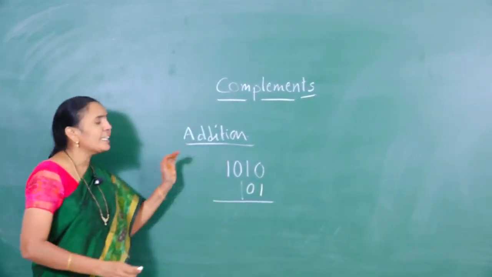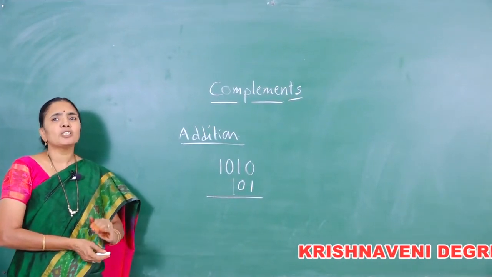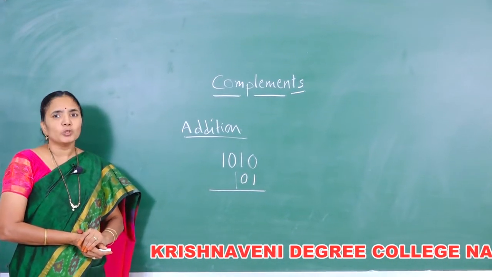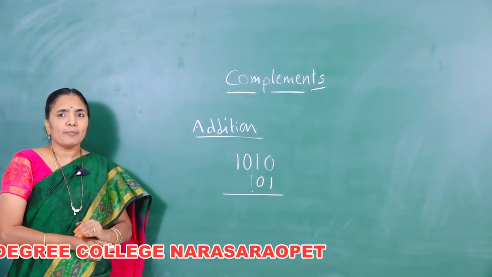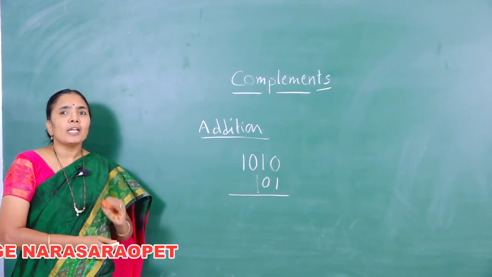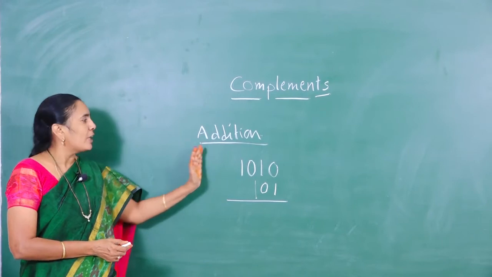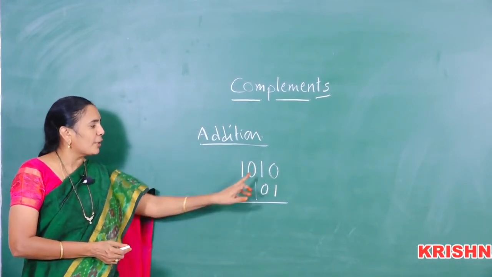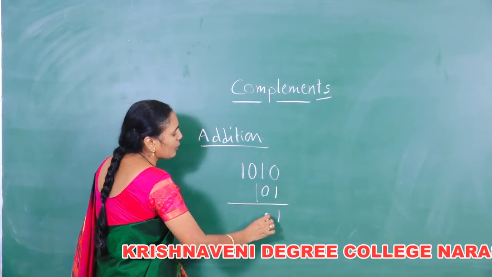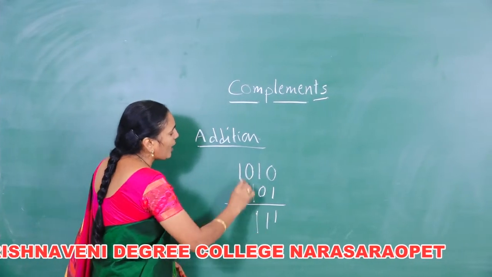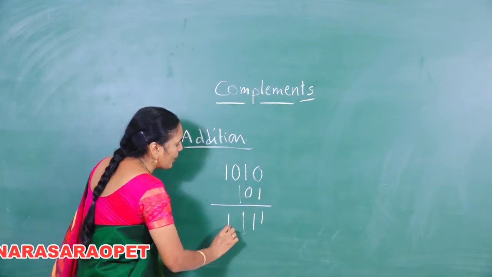Before starting this operation, we have to remember that the number of symbols used in the binary number system are only 2, 0 and 1. So, when we are adding 1 plus 1, the result will be 10 instead of 2 in the decimal number system. So, remembering this point, let us try to add 1010 and 101. So, 0 plus 1 is 1, 1 plus 0 is 1, 0 plus 1 is 1 and 1 plus 0 will be 1.